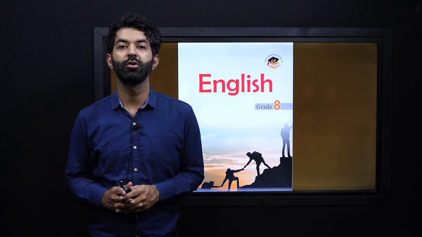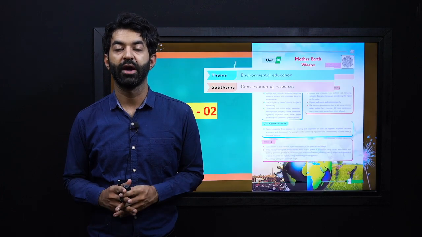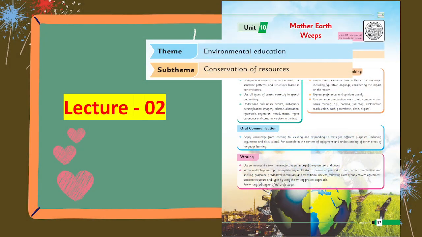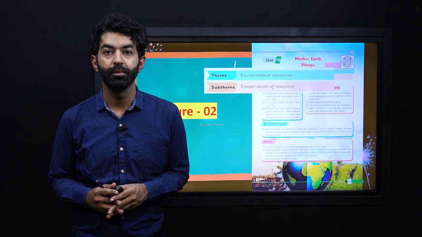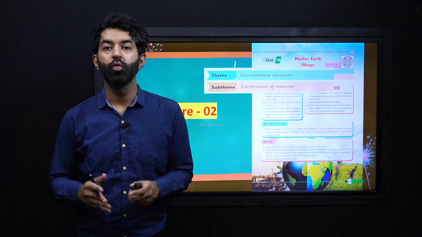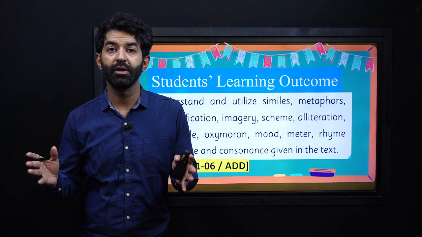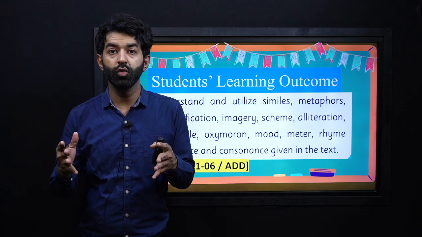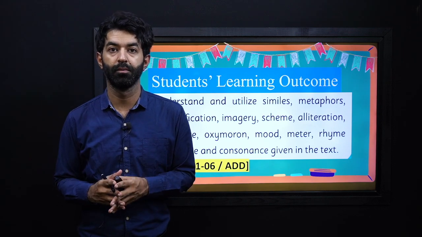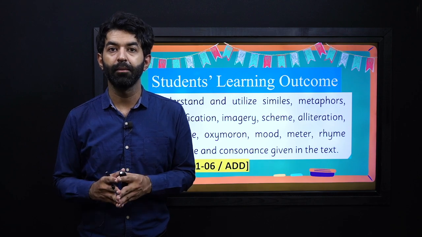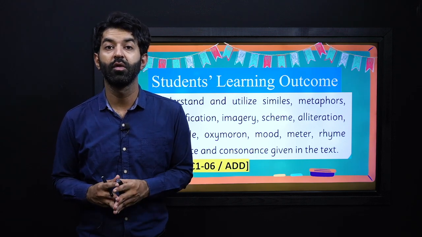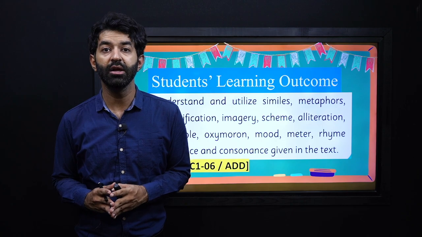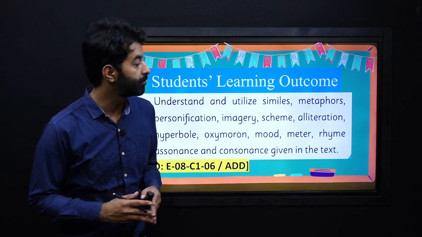Students, today we will talk about poetic devices, and this is our lecture number 2 from our unit number 10, which is a poem called Mother Earth Weeps. Now, in a poem, we can find so many different elements, devices that are used to make up this poem. And we need to understand them so that we can also create our own poems whenever we want to. So let's get straight into our students' learning outcome.